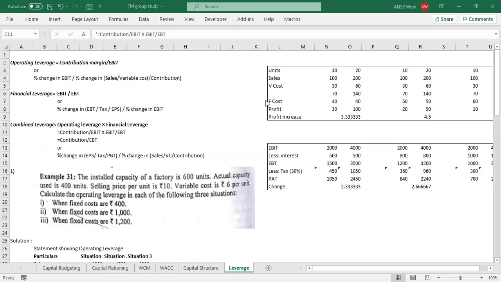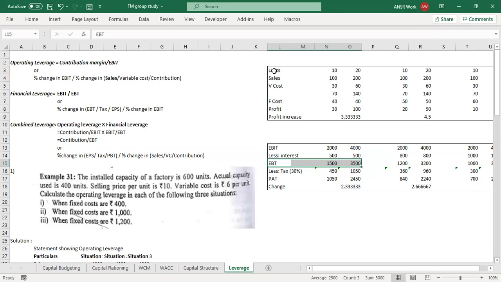If you look at it, contribution is what comes before the fixed cost, and EBT is the one that is after the interest. So basically you're taking both the effects. Does that make sense? Yeah. Yeah, perfect.